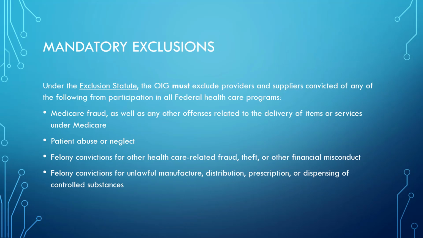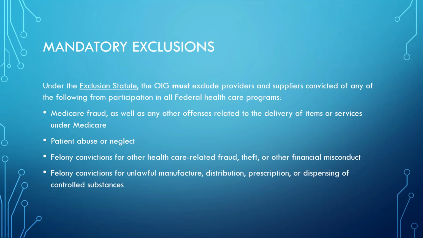There are exclusions, and under the exclusion, the OIG, which stands for Office of Inspector General, has to exclude providers of any of the following. Now, these exclusions mean that you cannot participate in Medicare, you cannot participate in Medicaid. So if you are hit with a penalty and found to be in violation of the laws, if you commit Medicare fraud, you cannot participate in Medicare and Medicaid.